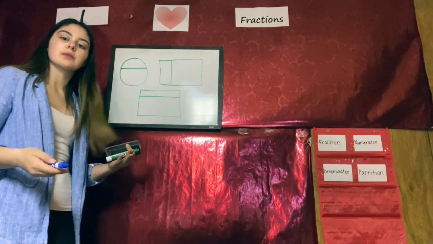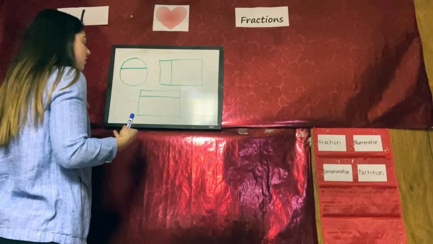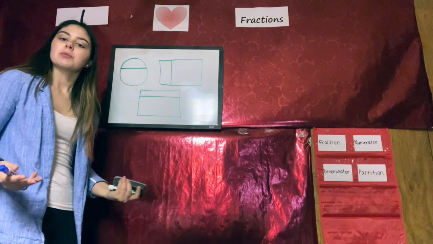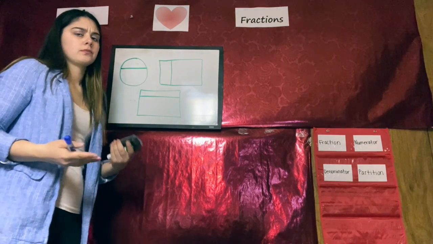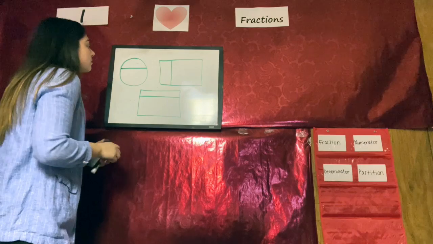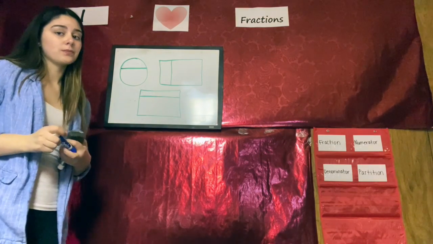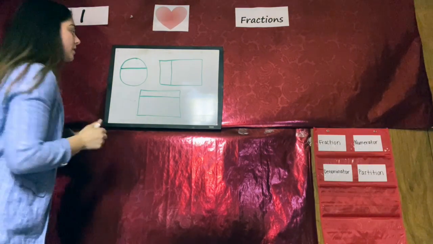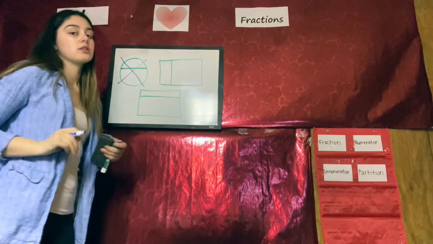Let's take a look at these shapes. We have a circle and 2 rectangles. Looking at these shapes, we can see that each shape is partitioned into 2 parts. But are these parts equal? Let's take a look. Looking at this circle, is this partitioned into 2 equal parts? No, it's not. We cannot say that this circle represents the fraction 1/2.